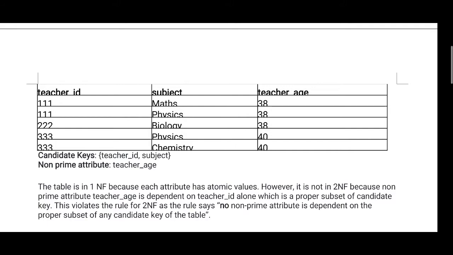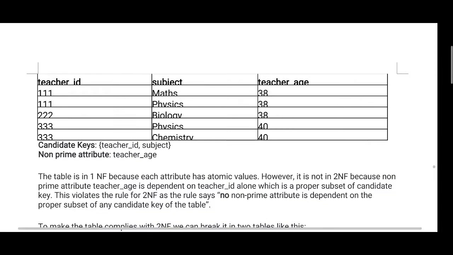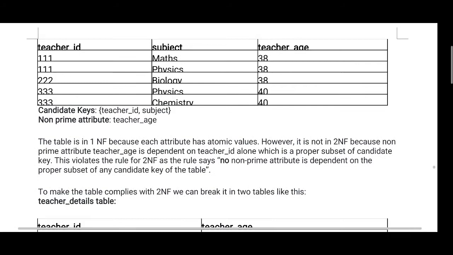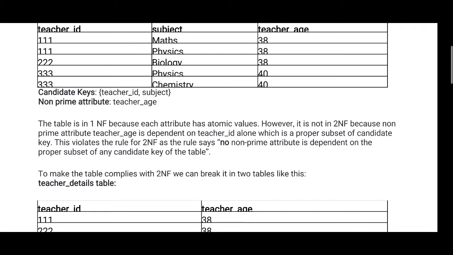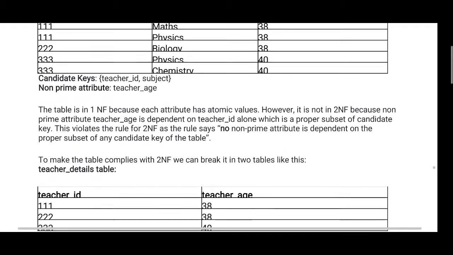Teacher ID and subject is the candidate key. Teacher age is a non-prime attribute. Here the table is in first normal form because each attribute has an atomic value. However, it is not in second normal form because the non-prime attribute teacher age depends on teacher ID, which is a proper subset of the candidate key. This violates the rule of second normal form.